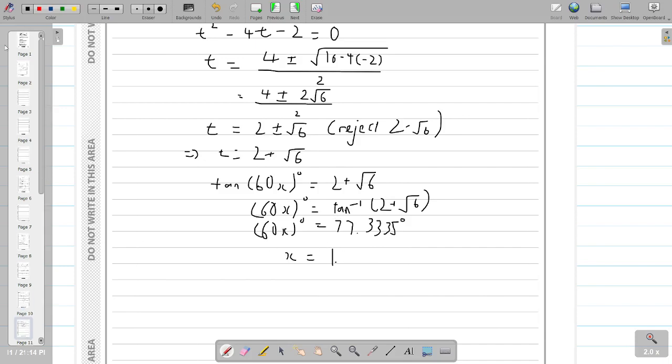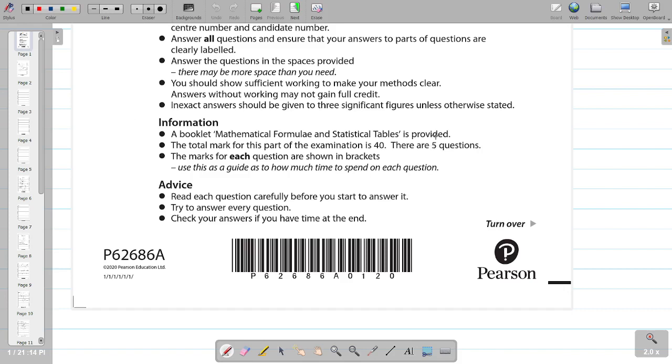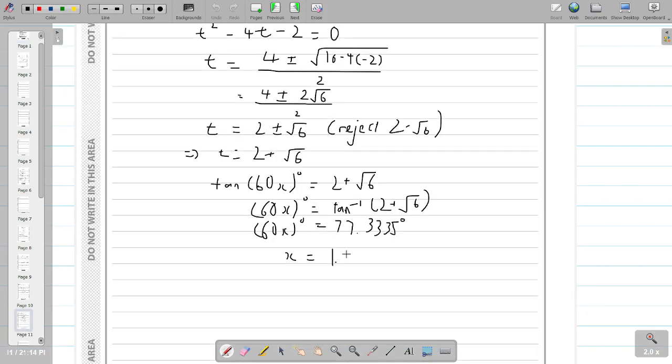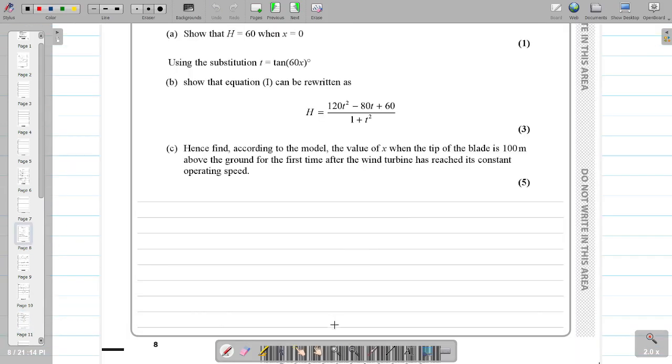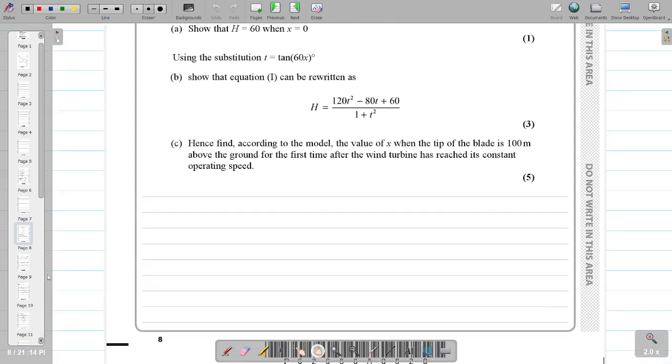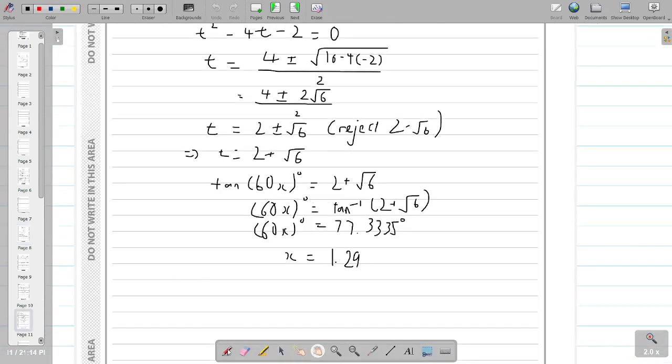Wait, what did the paper request? 3 significant figures. So we're just going to give it to 3 s.f. It's going to be 1.29. x is in seconds. Okay? Yep, x is in seconds. So 1.29 seconds is the first time that it reaches 100 meters. Right? So that is the entirety of question 3.